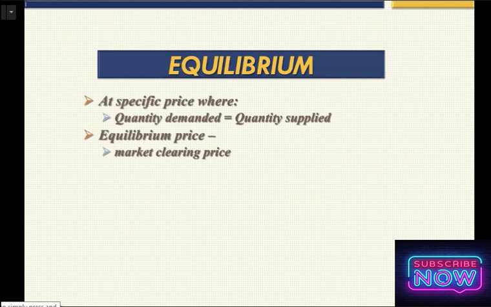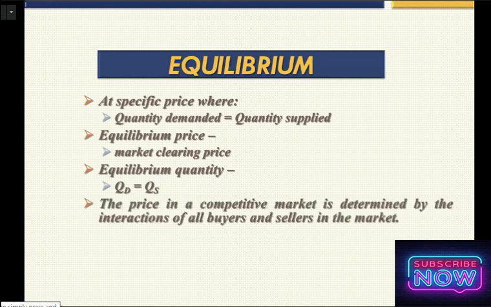So at equilibrium point, at equilibrium price, that is the market clearing price, we expect that quantity demanded and quantity supplied must be the same at that particular price. So at the market clearing price, equilibrium quantity demanded is the same as supply. So if equilibrium quantity is 50, it is the same as supply, which is 50, so that the market is cleared. Sorry, the price in a competitive market is determined by the interaction of all buyers and sellers in the market.